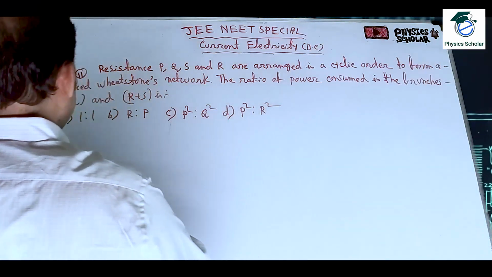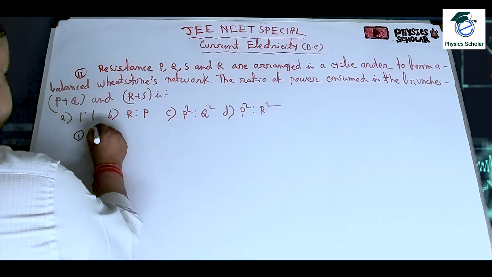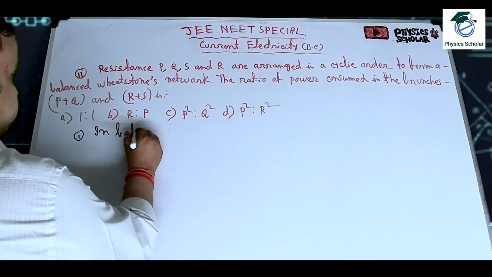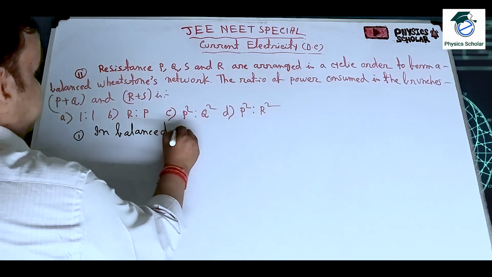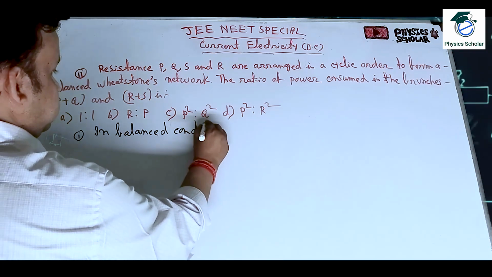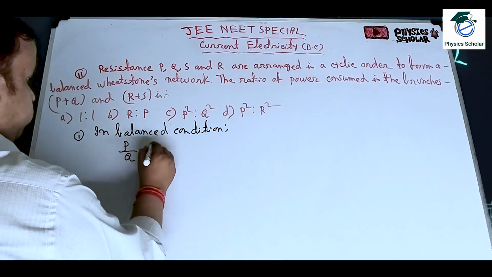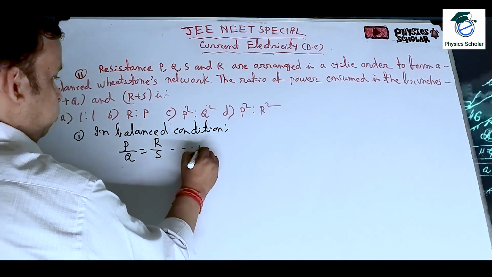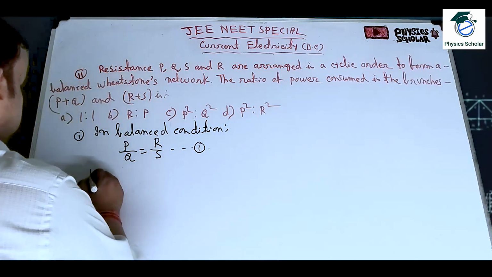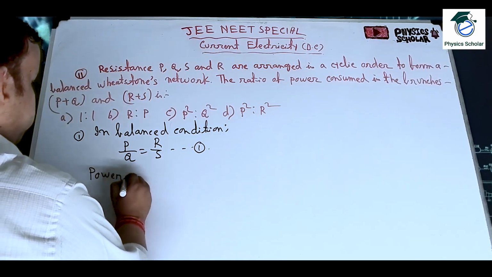What can we write in the balance condition? P by Q is equal to R by S. It is equation number 1. Now, power dissipation.